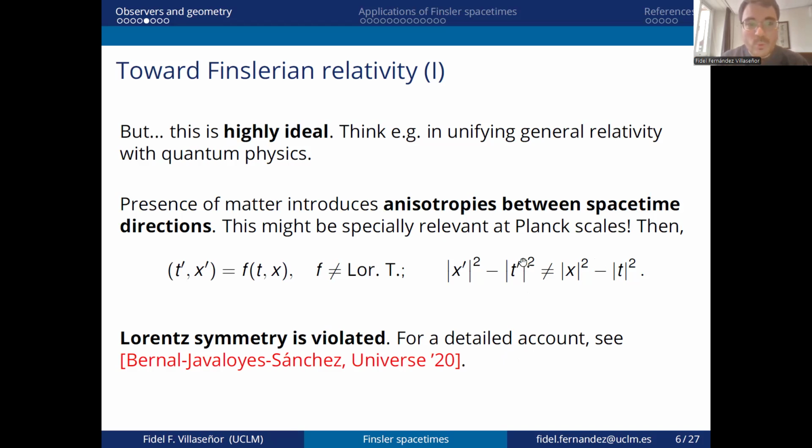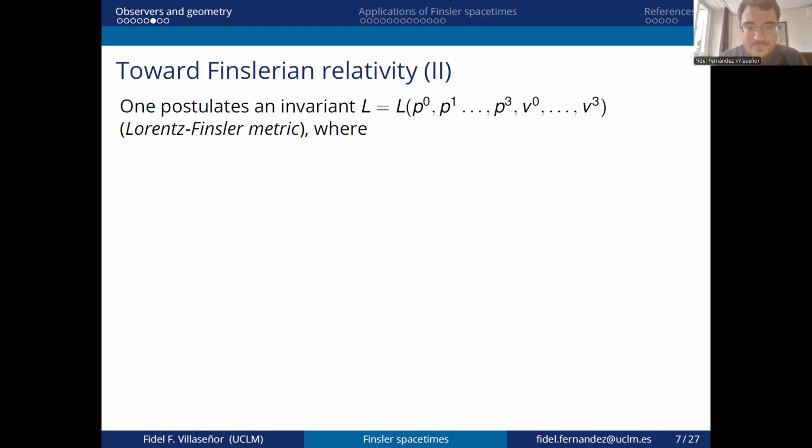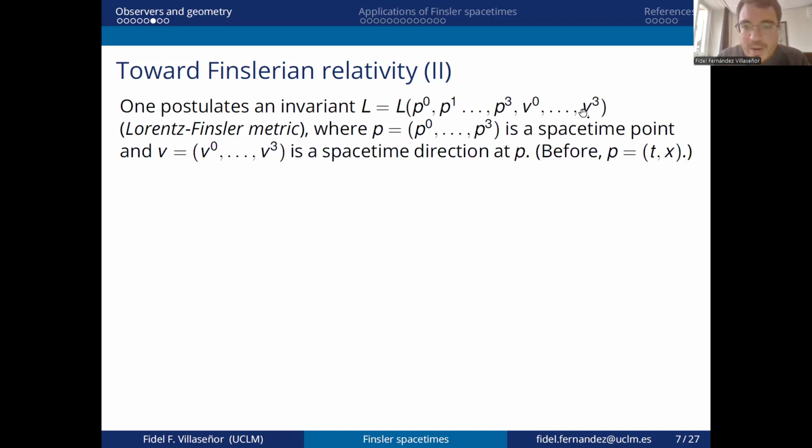So now what do we do? What's the approach now? One can take many approaches, but here we will take the approach of Finsler geometry. What is it? In Finsler geometry, we postulate the existence of some invariant which may not be this simple quadratic form. It must be, in general, something more complicated. We postulate the existence of an invariant quantity L, which depends on the space-time point P, and also on the space-time direction V. We postulate that it exists, and we will call it a Lorentz-Finsler metric.